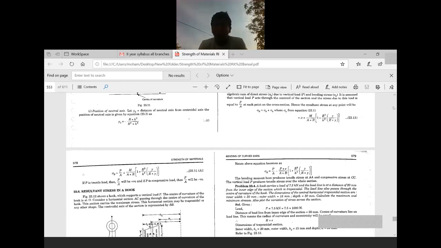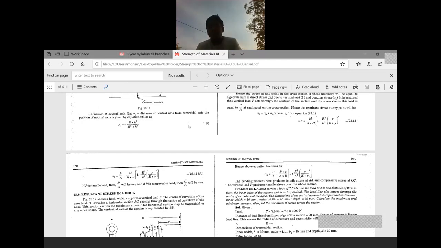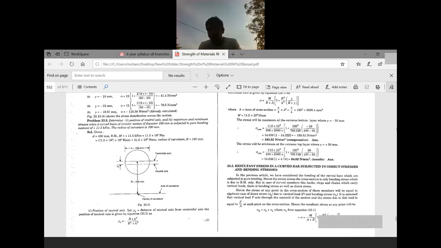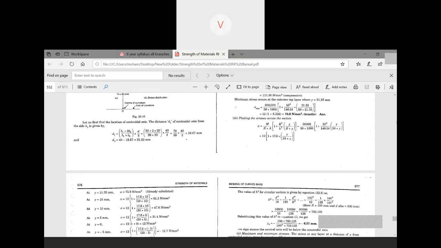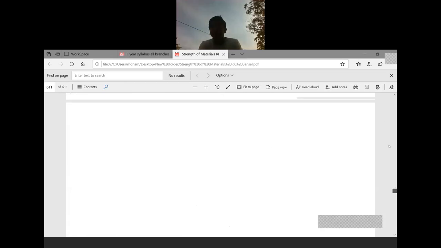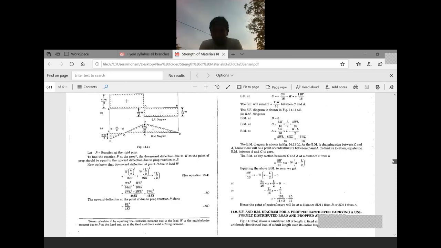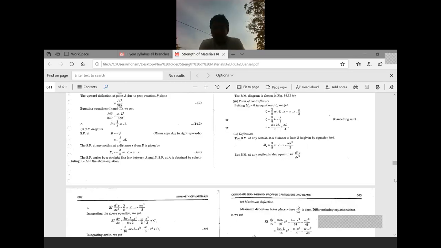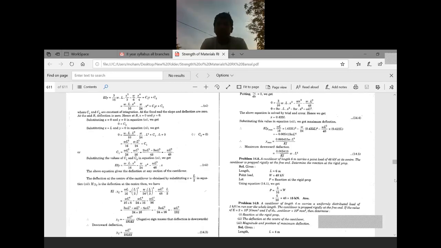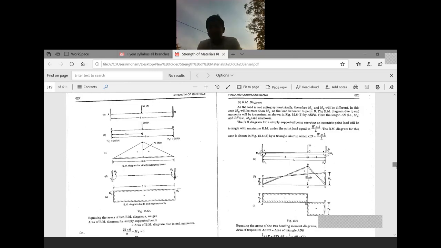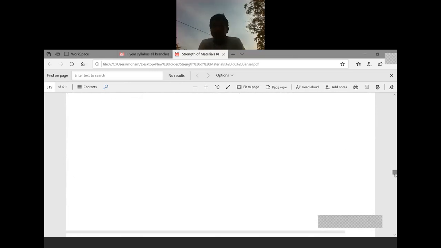Okay, we are going to the next topic. Our next topic is the third unit, second chapter. Already we have completed third unit, first chapter, that is thin and thick cylinders. This one is third unit, second chapter. Just you have the RK Bansal soft copy. I am explaining from the textbook only.